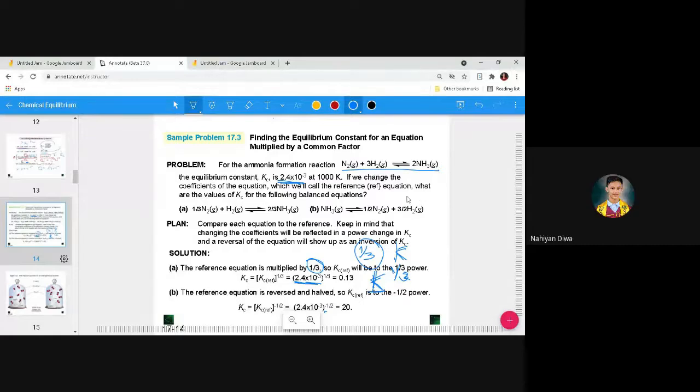Okay. So, class, this one, notice we have NH3, N2, and then we have H2. Class, this one is a forward reaction. That's why we use 1/3, and it's positive. Positive because it is forward.